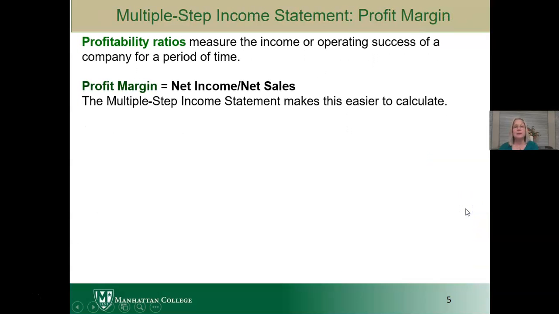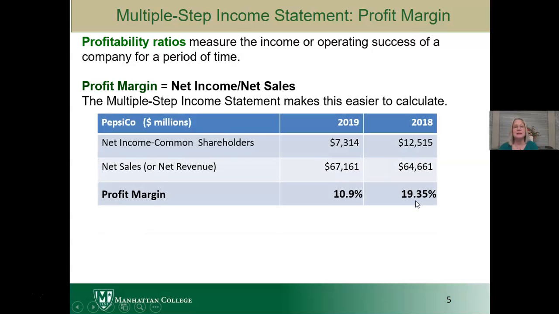Another profitability ratio is the profit margin. Instead of looking at just the gross profit, we want to say, what's the bottom line? Net income divided by net sales after you deduct all the expenses. The multiple step income statement again makes it easier to calculate. We're going to use the net income for common shareholders of PepsiCo, which was 7.3 million in 2019, divided by net sales, $67.1 billion. That gives us a profit margin of 10.9%.